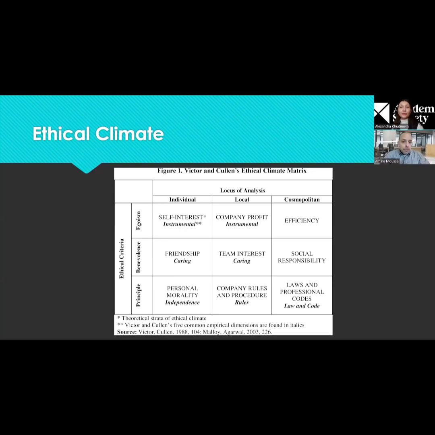For example, if you want to take benevolence and individual, you have individual employees who have a tendency of being benevolent, and this ends up in a friendship or caring climate. Whereas if we look at it from a local lens rather than an individual lens, we end up with a team interest. So the team is very benevolent, it's very caring, and you end up with a team interest climate. This is basically the climate that we are talking about. And we could talk for hours about climate. It's a very deep, wide, and broad topic. But basically, this is what we refer to as climate, as opposed to culture, ethical culture.